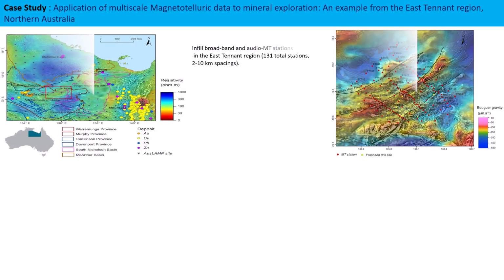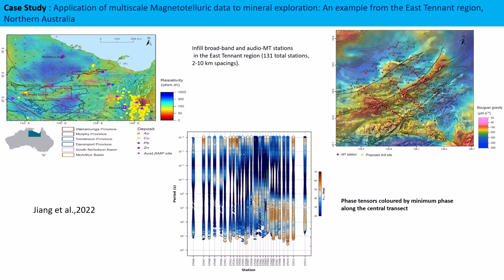Now I will show you some examples of magnetotelluric data for mineral exploration, that is audio magnetotelluric methods. There are a total of 131 stations, with roughly 2 to 10 kilometer spacing. That is the East Tennant region, in northern Australia. Here you can see another indicator, phase tensors, along the central part. The colored phase tensors indicate the 3D effect.